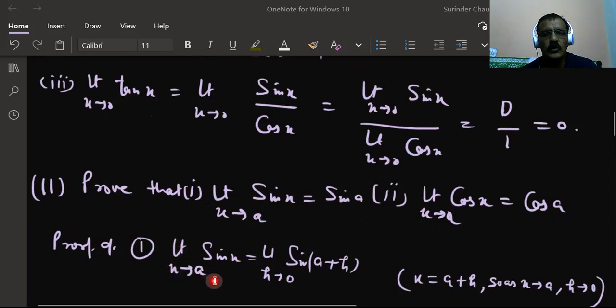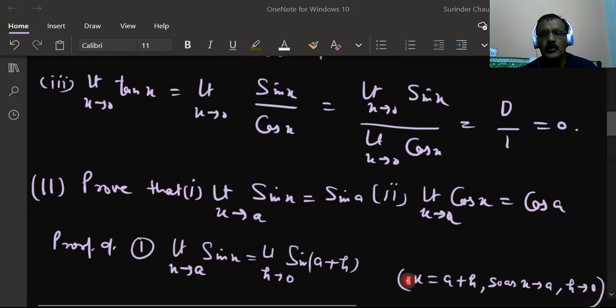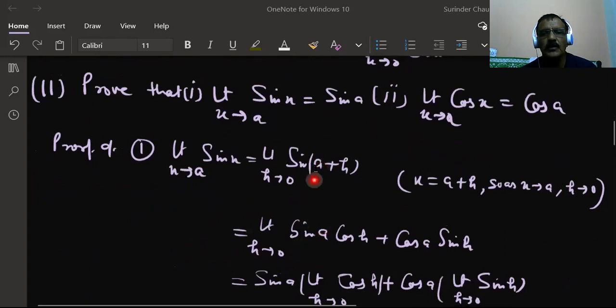The limit as x approaches a of sin x is equal to, we make a substitution x is equal to a plus h. So as x approaches a, h approaches 0. So making the substitution, replace x by a plus h. The limit as x approaches a of sin x is equal to the limit as h approaches 0 of sin of a plus h. Using sin of a plus b, sin of a plus h will be sin a cos h plus cos a sin h.